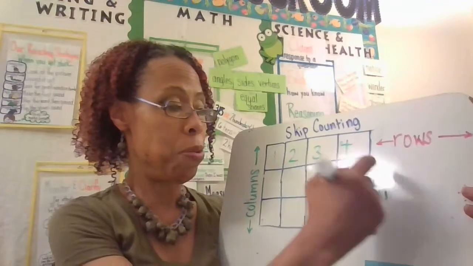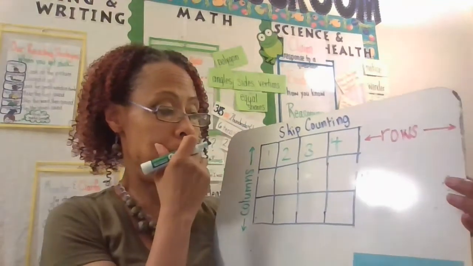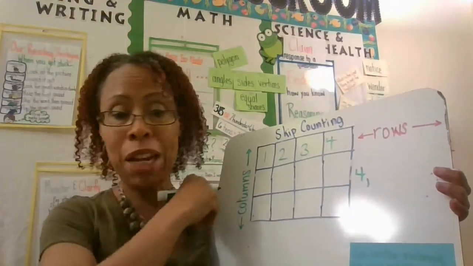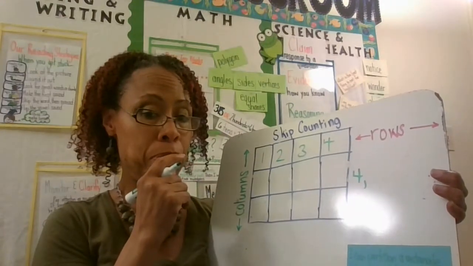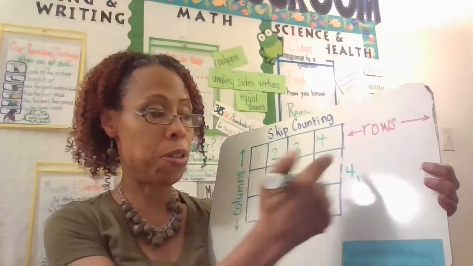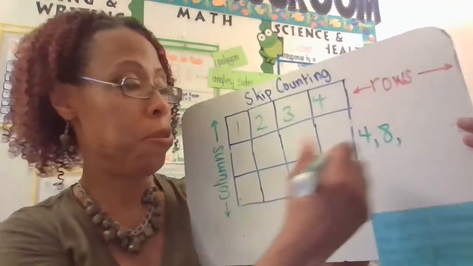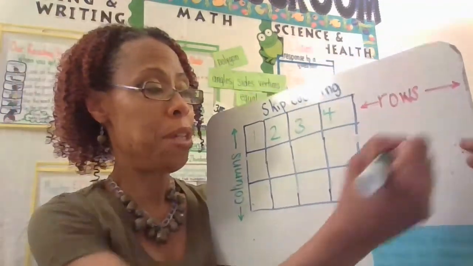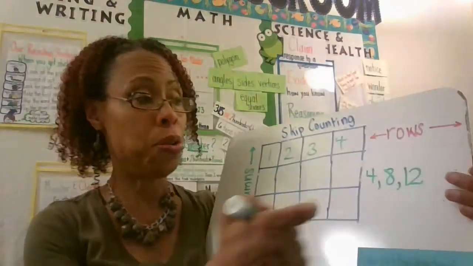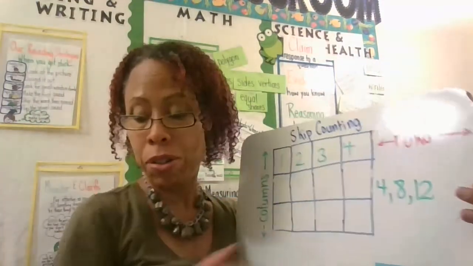So that would be 1, 4. Now we need 4 more. 4 plus 4 is 8. And 8 plus 4 more is 12. So there are a total of 12 squares.